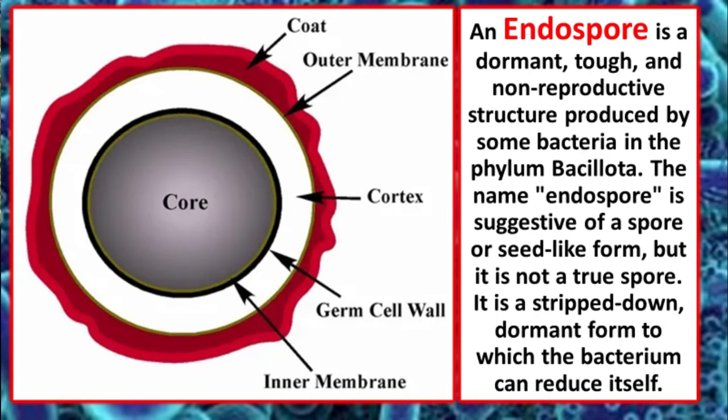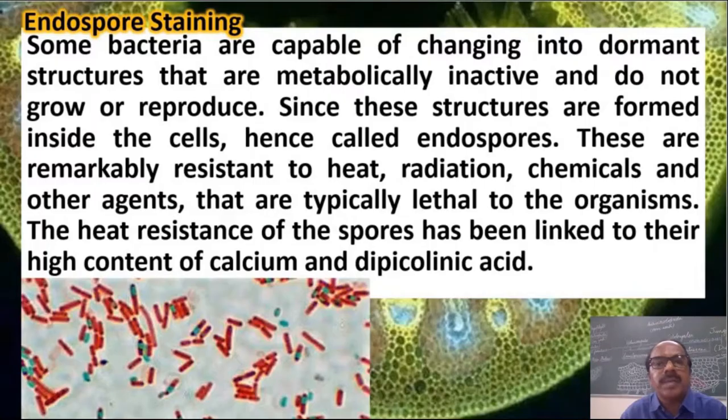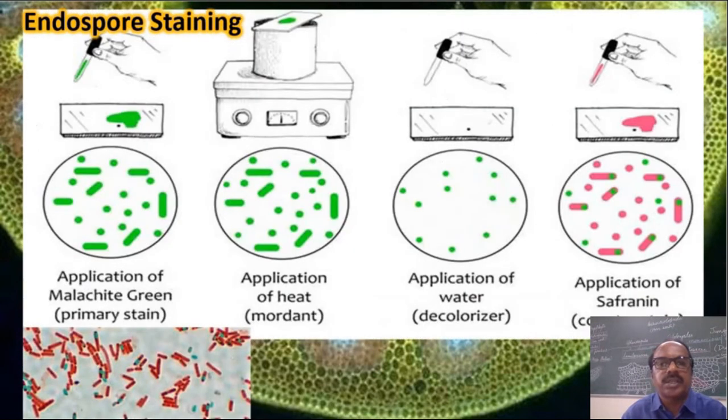And we can use endospore staining whenever the bacteria are forming endospores and they are not active. Whenever these bacteria are forming endospores and they are not active, we can stain them at this stage. You can see the methods used for endospore staining.